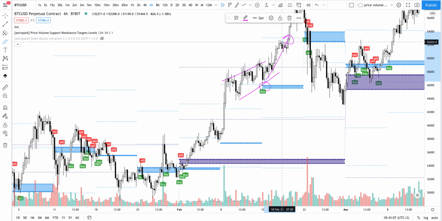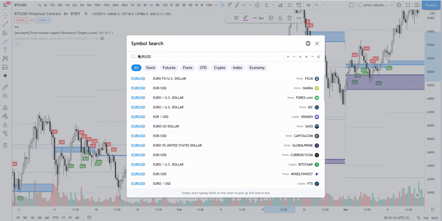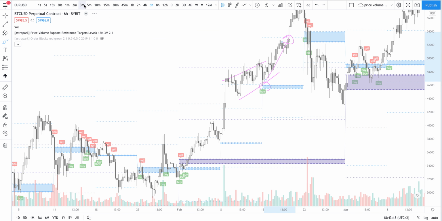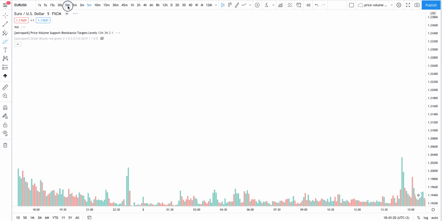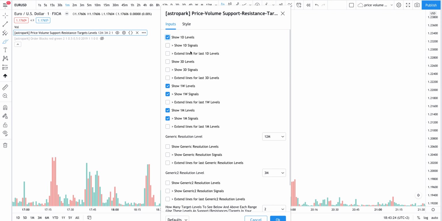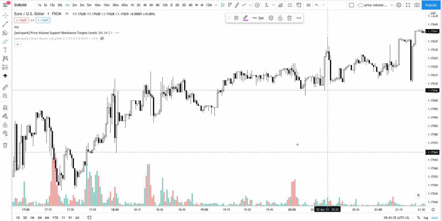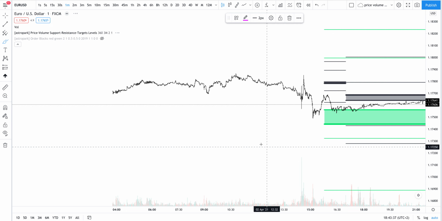And this works on all other markets. So let's move, for example, to EUR/USD on Forex. I have a lot of people asking me for trading on 1 minute on Forex. So let's do also something like this and like this. Let's see what we get.